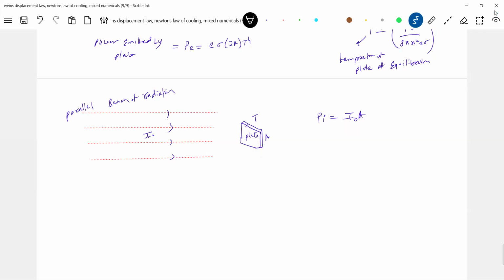Then this is the power absorbed. Power emitted by it is E sigma 2A T to the power of 4. For equilibrium, power emitted equals power absorbed. So 2E sigma A T to the power of 4 equals I naught into A. Similarly, the way we proceeded, the same idea. Are you getting the difference now between the previous problem and this one?